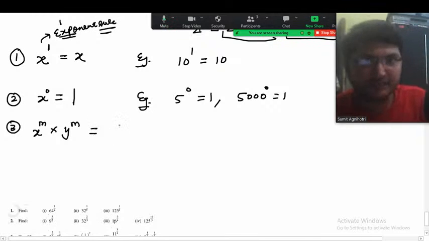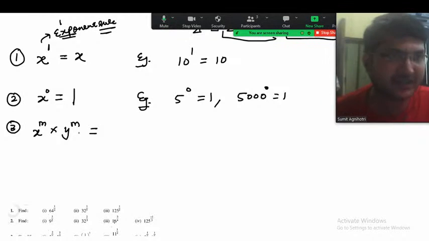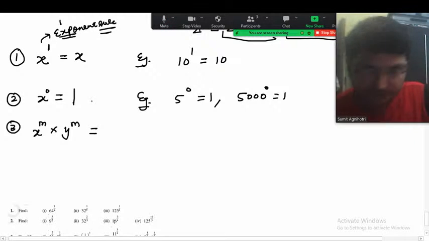What happens here? If bases are different, two rules may exist here. What are those two rules? In the first rule, the bases may be different and the exponents the same. In the next rule, the bases may be the same and the exponents different. Okay, let's say right now I'm considering this rule here.